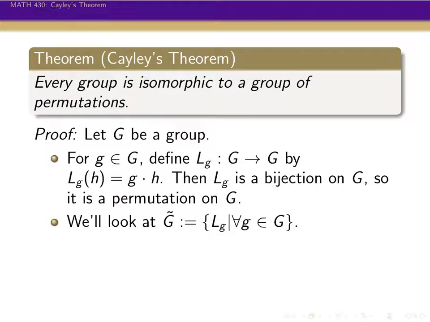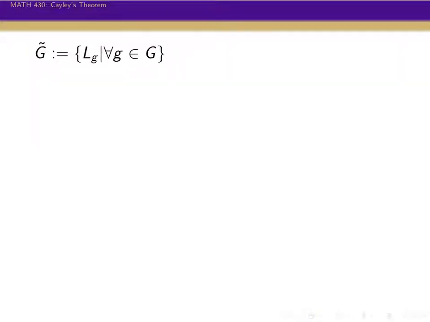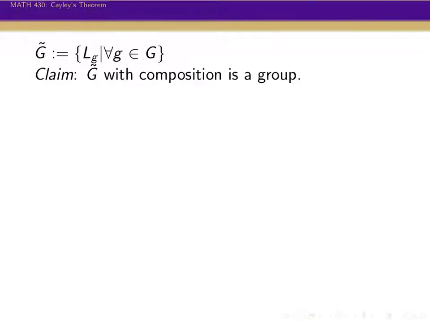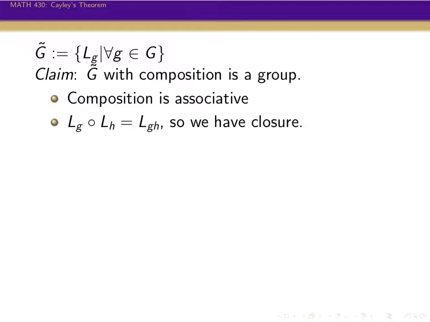And so then we're going to look at the set of all of these permutations built from these left multiplication maps together. And this is what our group of permutations is going to be. Okay, so G tilde, this is the set of all of these left multiplication maps, all of these permutations. And our claim is that G tilde with functional composition is forming a group. So functional composition, that's always associative, and so that immediately is checked off.